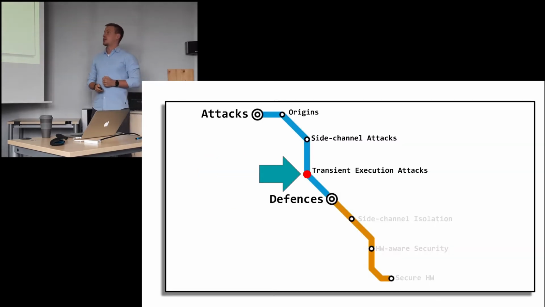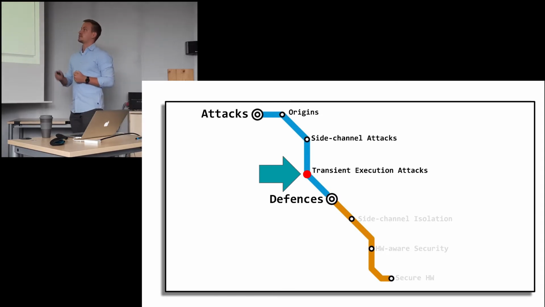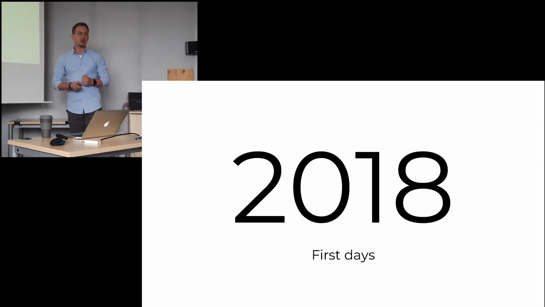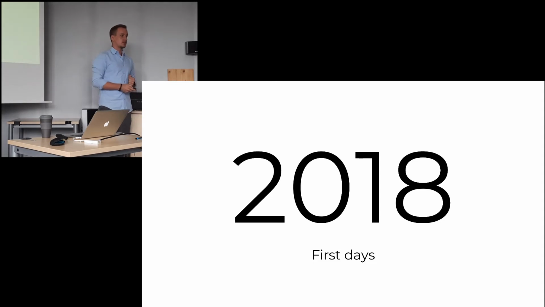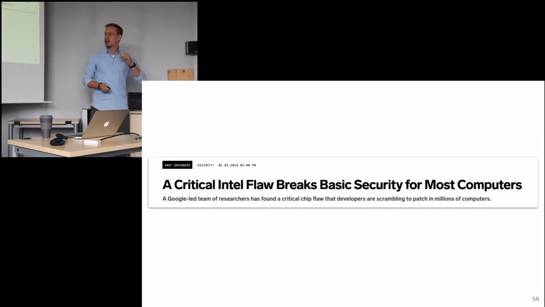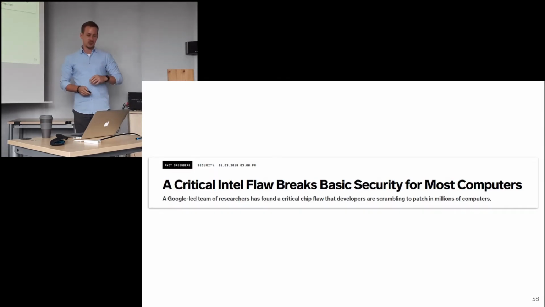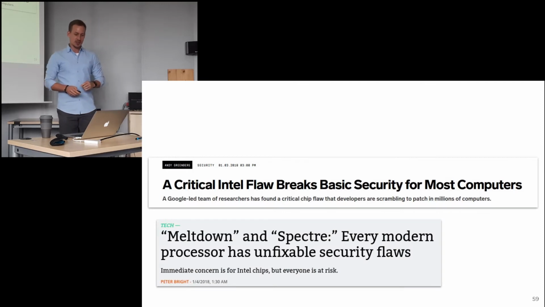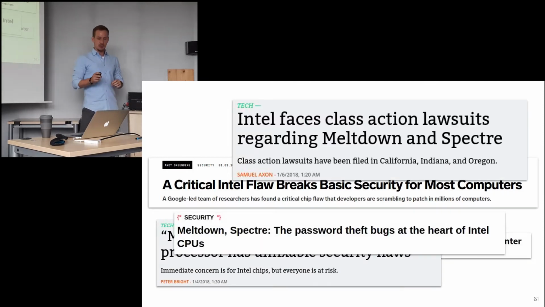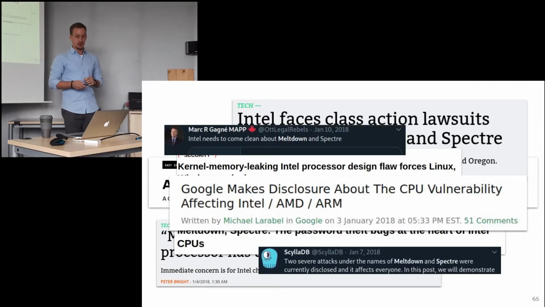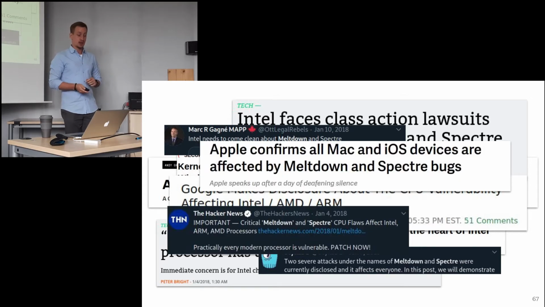The next step being transient execution attacks. So now we fast forward to even more recent times. It's 2018, the very beginning of the year. Christmas holidays just finished, and if you are a security researcher, you will start seeing headlines popping up, a lot of them. Critical Intel flaw breaks basic security for most computers. Every modern processor has unfixable security flaw, and more and more. Many headlines, you got the idea.